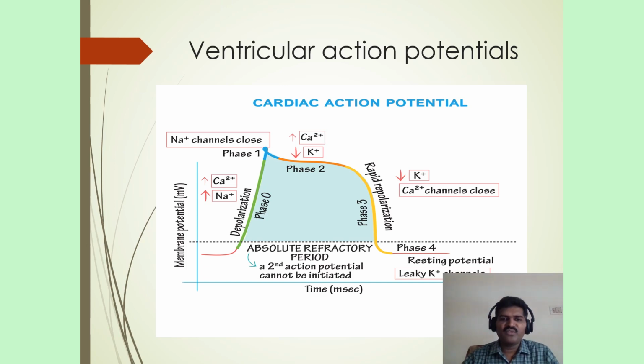The phase between the resting membrane potential reaching minus 45 millivolts, that is the action potential, to the repolarization phase reaching the action potential is called the absolute refractory period. A second action potential cannot be initiated during this time, however large is the potential.